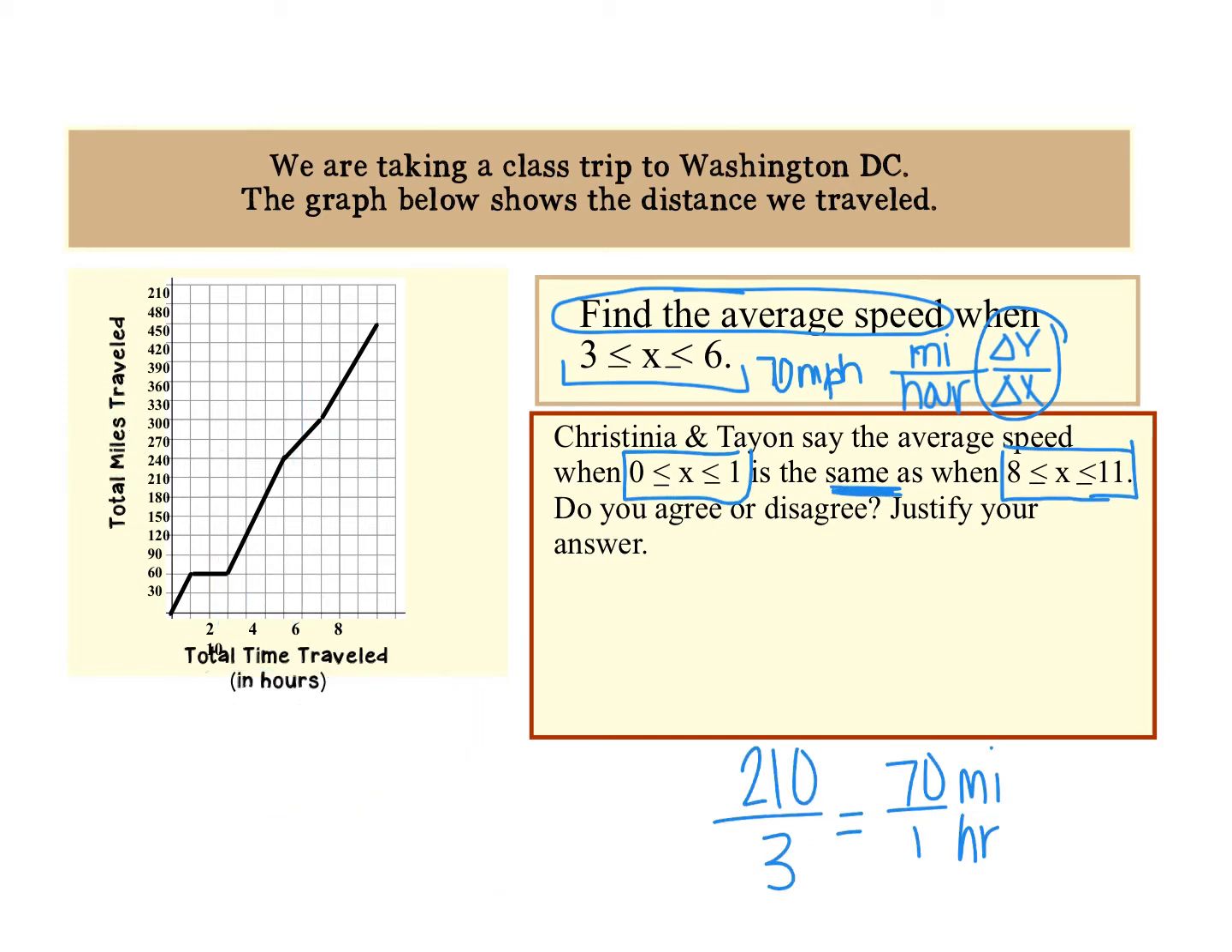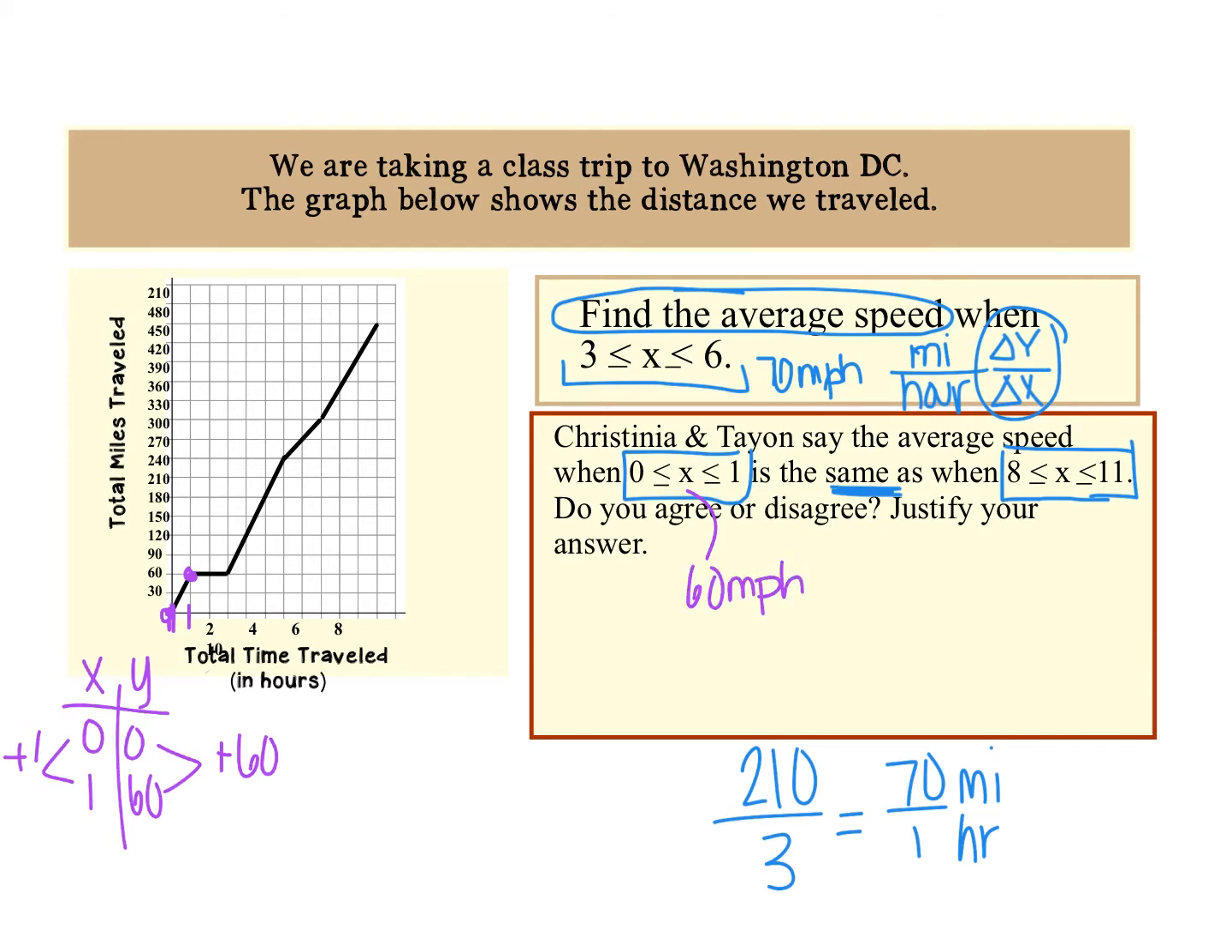All right, so from 0 to 1, our average speed, we went from 0 to 60 in 1. So basically our table is 0 to 1 hour, we went 60 miles. So we went up 60 over the course of an hour. So my average speed in this interval is 60 miles per hour.